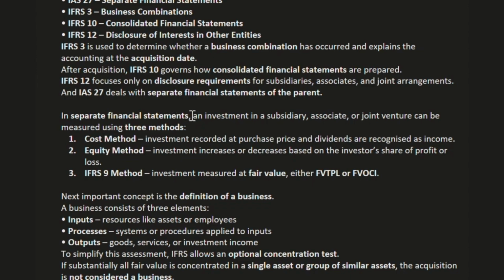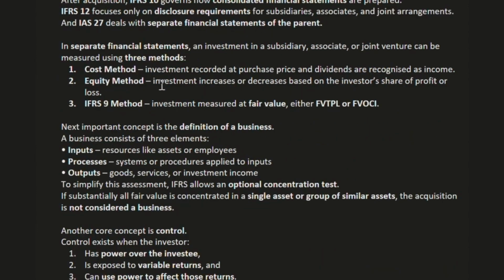In separate financial statements, an investment in a subsidiary, associate, or joint venture can be measured using any of three methods: cost method, equity method, and IFRS 9 method. Cost method: the investment is recorded at purchase price and dividends are recognized as income. Equity method: the investment increases or decreases based on the investor's share of profit or loss. IFRS 9 method: the investment is measured at fair value, either fair value through profit or loss or fair value through OCI.